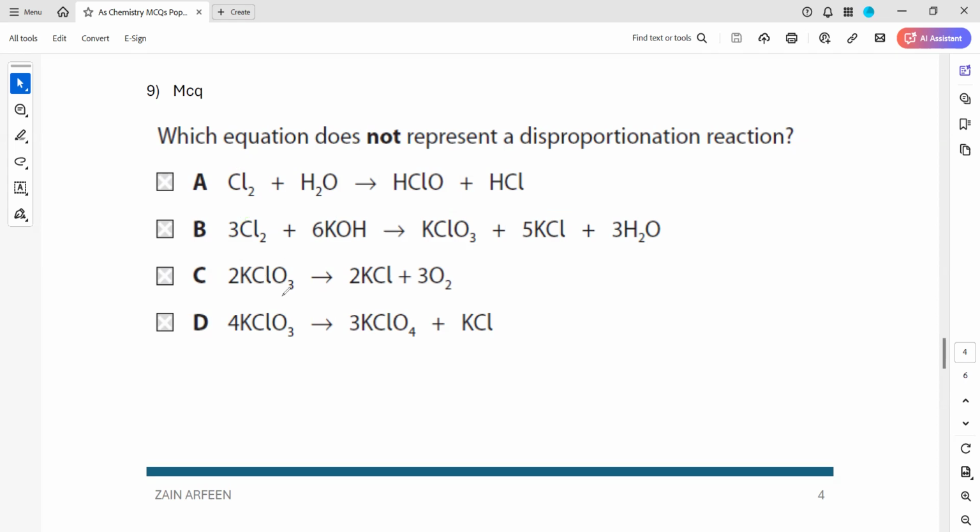When we check this one, each oxygen is -2, so 3 will be -6. Potassium is +1, so chlorine is +5. Here it is +1, -1 and 0. So +5 becomes -1. This is a reduction, but no oxidation happens. So this is the right option: in this one only reduction happens. There is no oxidation for the chlorine. The same element is not being both oxidized and reduced. Only reduction happened, but not oxidation.